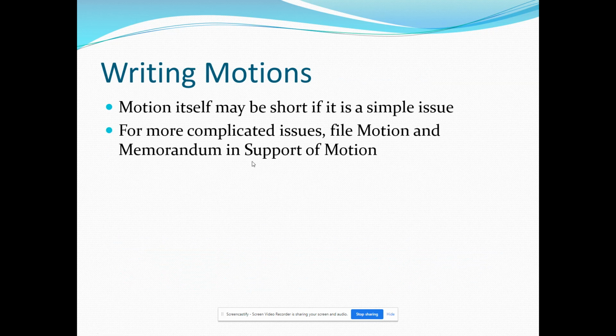Motions can be super short. If you have something like a motion to compel discovery, you say, hey, I filed interrogatories on this date. They had 30 days to respond. They didn't respond. I wrote a letter. They still didn't respond. I made a phone call. They still didn't respond. I really want a response. And then you just file your own affidavit, or maybe records of the letters that you sent, in support of that.